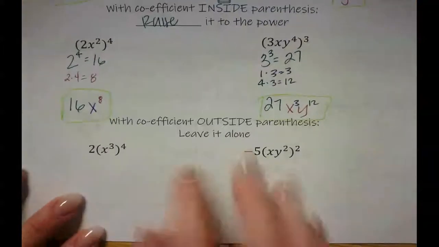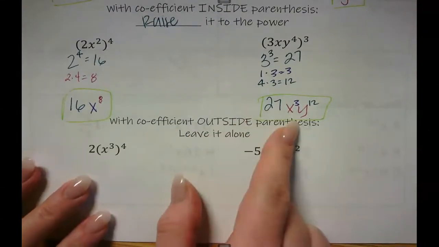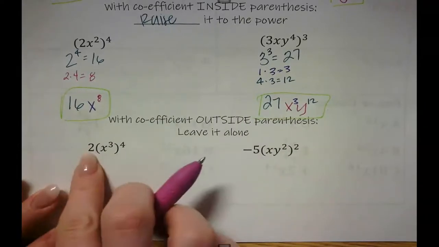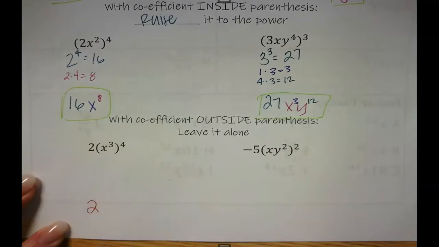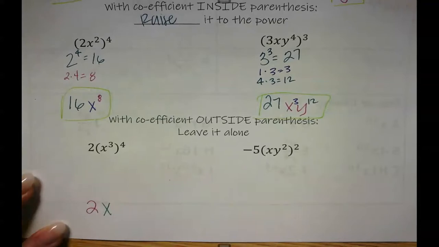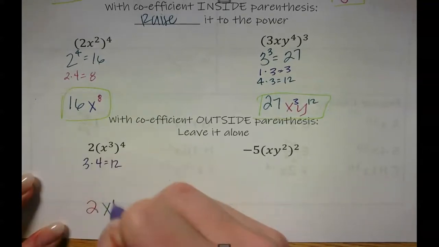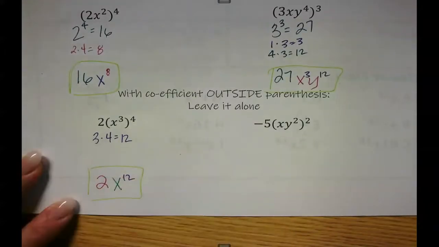All right, what if I have a big number, a coefficient, outside the parentheses? Nothing. We just leave that alone. So I've got 2 and then x to the 3rd raised to the 4th. That 2 is just a part of my answer. And then I follow the same steps. I've got x, which is 3 times 4, so that's 12, x to the 12th.